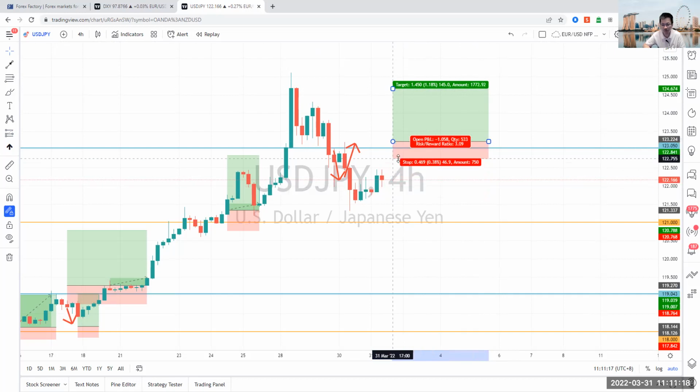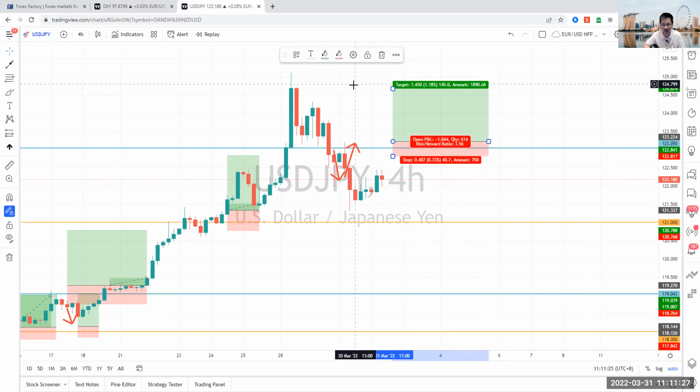Stop loss would be about a 40 pip stop loss. So you're looking at a 1:3, 1:3.5 risk reward ratio towards the upside if it does go up and break above this 123 level. At about 123.25, you can look to buy. 145 pip take profit, 40 pip stop loss. Quite a good trade towards the upside.